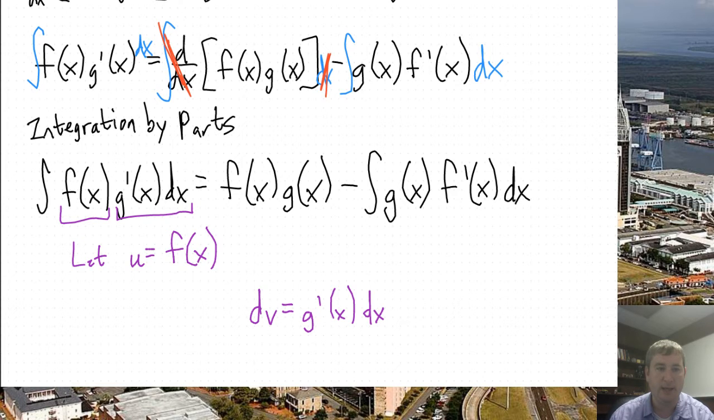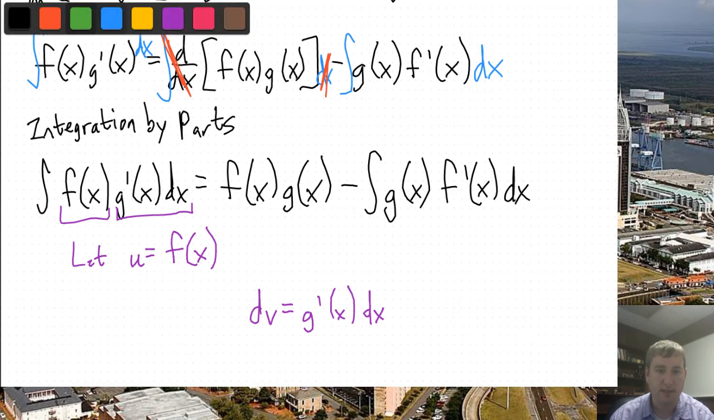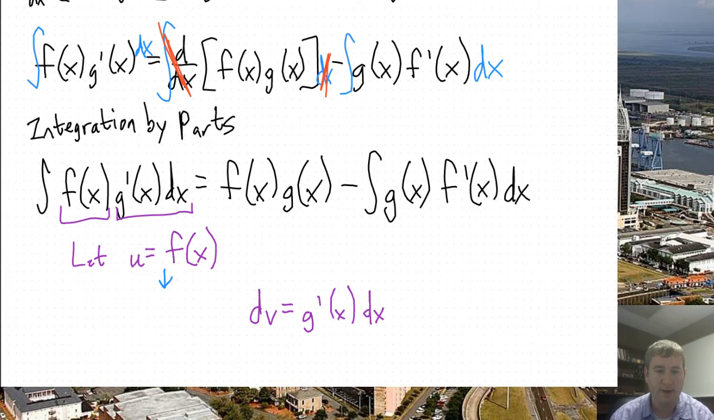Now, what else can I do here? Well, I can take that u and find a du by just taking the derivative. Likewise, I can take the dv and figure out a v by finding an antiderivative. I don't need to have a plus c here. I just need to know one of the antiderivatives. That'll be enough to solve the problem.